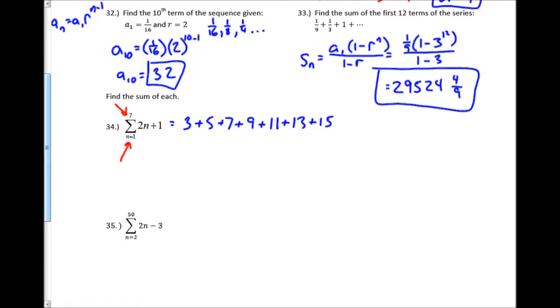I started with a 1. I end with a 7. And now this is just a matter of adding these guys together. So I'm going to add these up. Here I get a 20. There's another 20, so that's 40. 63, it appears. Okay.